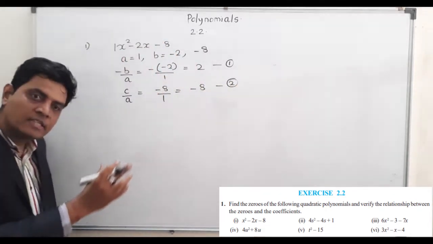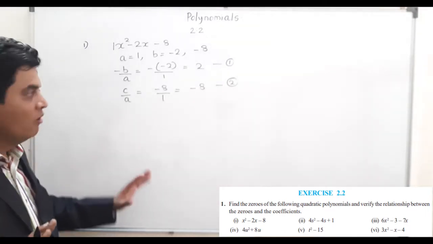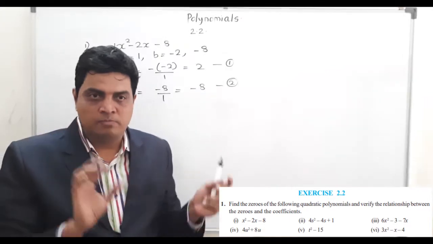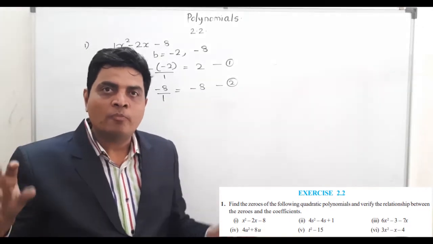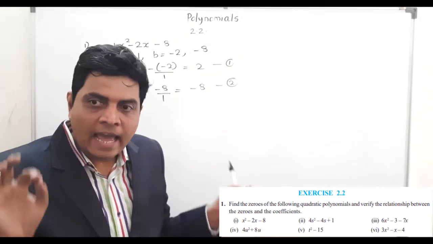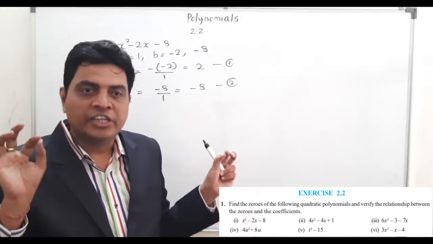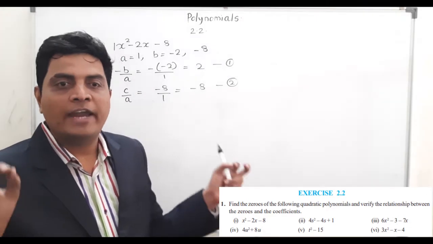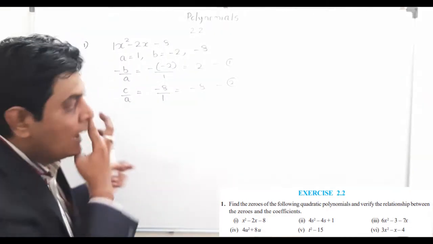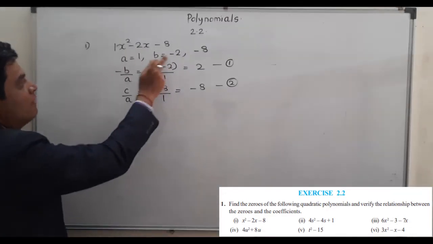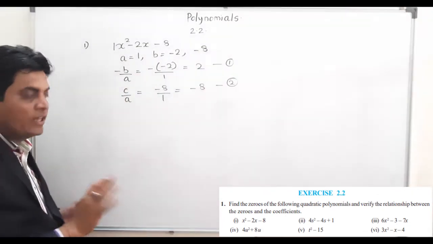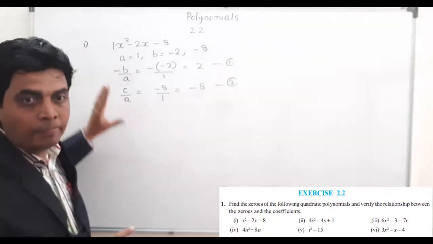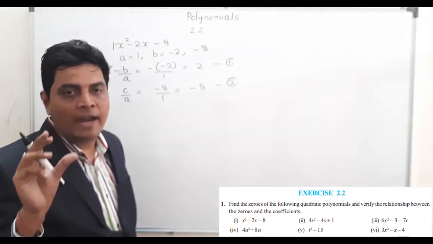We will solve this sum in this standard format. First you will write the equation. Remember one thing: whenever a polynomial is given, indirectly they have given you the values of alpha plus beta and alpha into beta. As soon as you know the polynomial, you know the values of minus b upon a, so that means alpha plus beta is given. Correct? So now I have found this. Now I will find the values of alpha and beta.